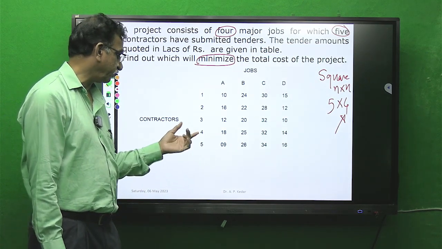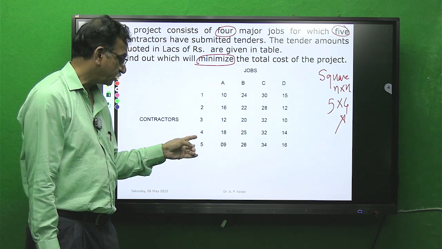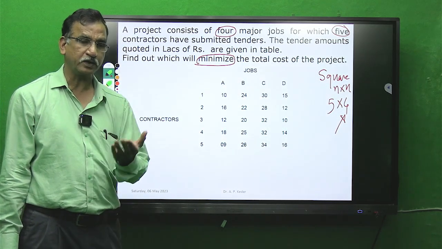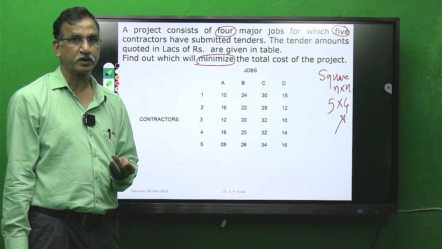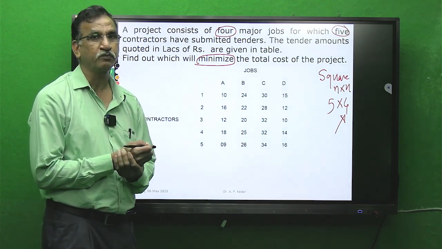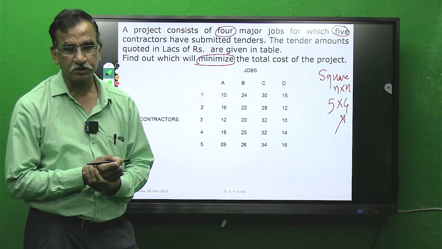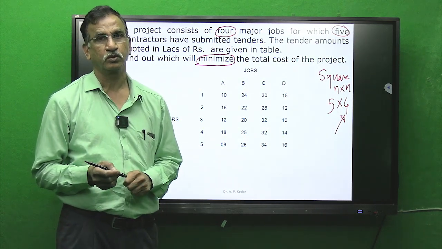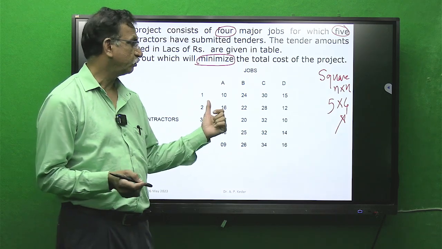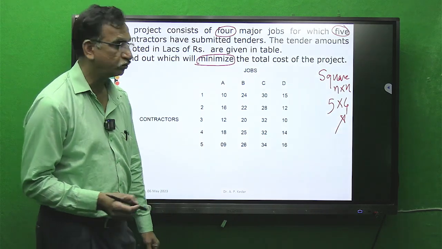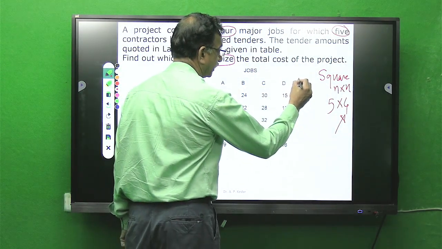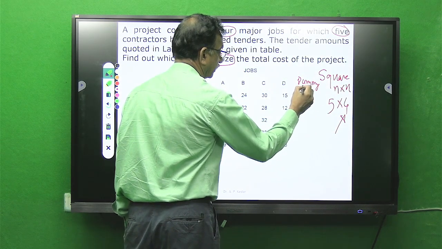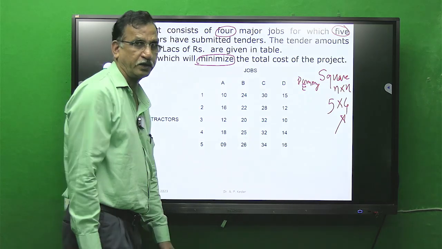There could be a problem where there are suppose 6 contractors and 4 jobs. In that case the matrix would have been a 6 by 4 matrix. So to make the 6 by 4 matrix a 6 by 6 matrix, we have to add 2 more columns, dummy columns. Right now for this case, I have to add one dummy column, call it A.